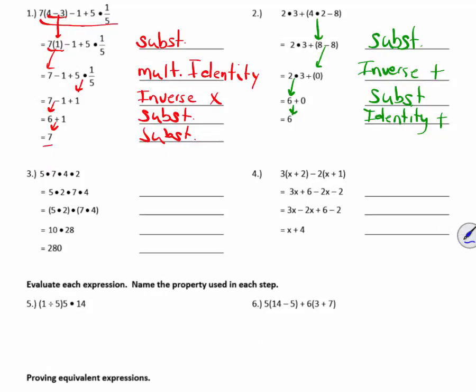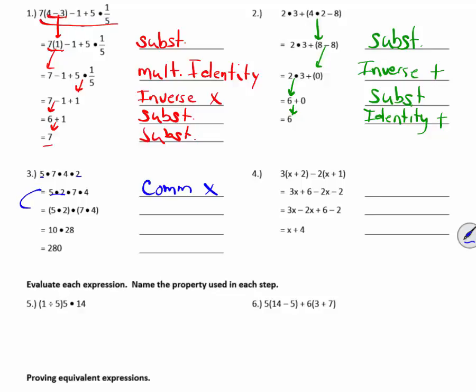Here we went from 5 times 7 times 4 times 2, and it looks like all I did is group them together. I put the 2 with the 5 and I kept the 7 and 4. Well, the property that says that I can change the order is the commutative property. This one happens to be commutative for multiplication because they're being multiplied.